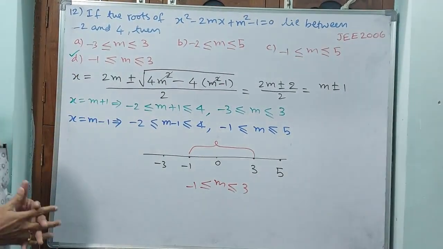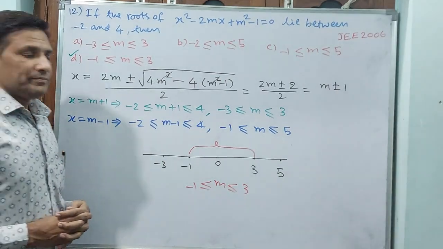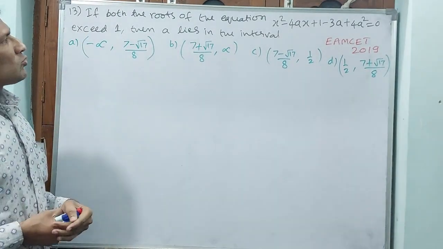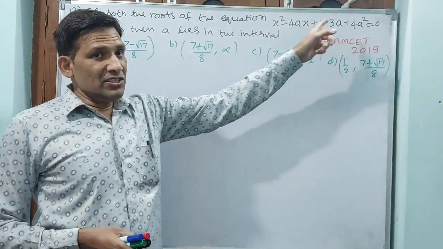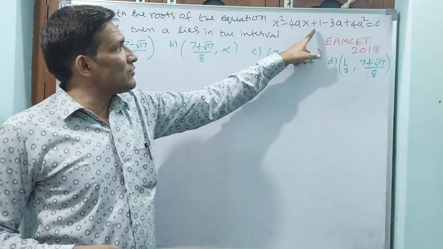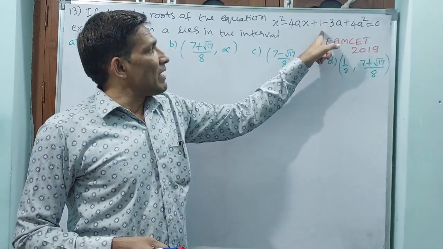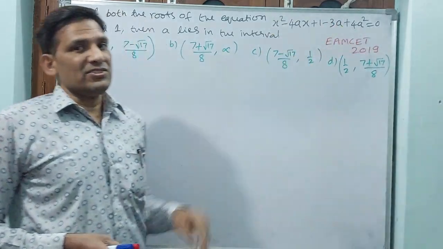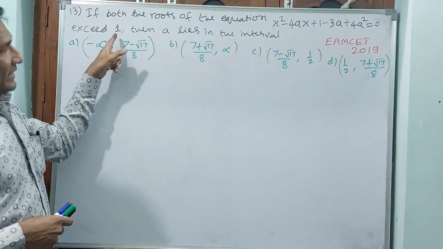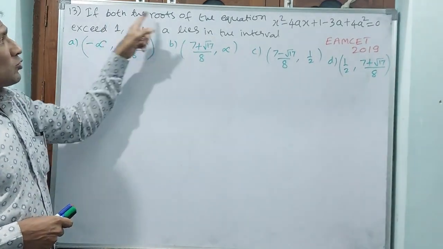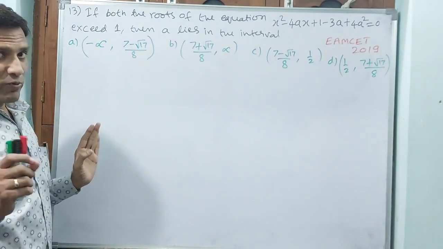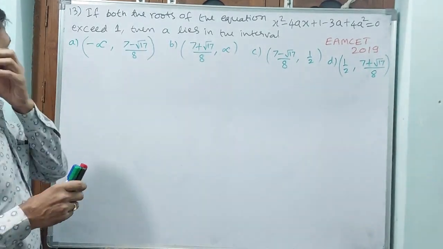Okay, let us go for the 13th question. Question number 13: if both the roots of the equation, this is the equation, this is a little bit complex. x square minus 4ax, and this entire one is c: 1 minus 3a plus 4a square is completely c, in ax square plus bx plus c. Both roots of the equation exceed 1, means there are no negative roots. That you have to keep in mind.